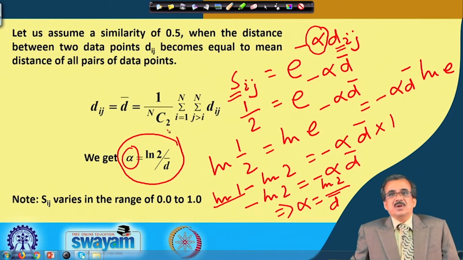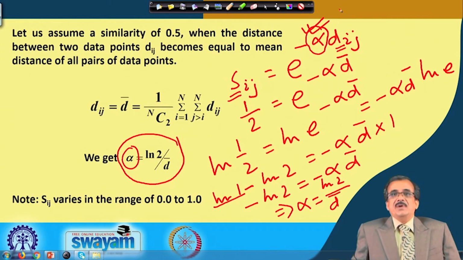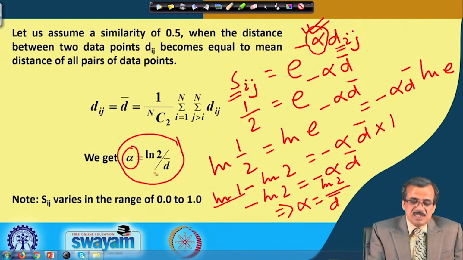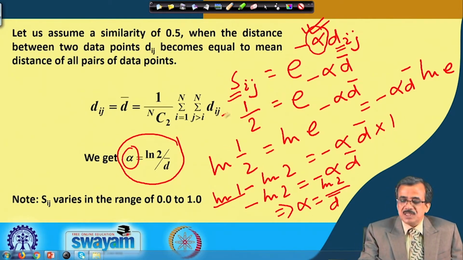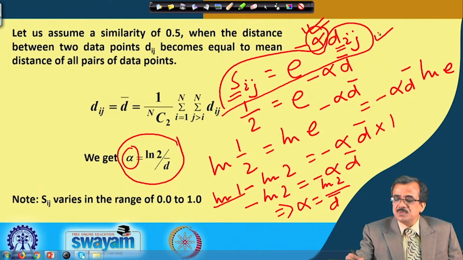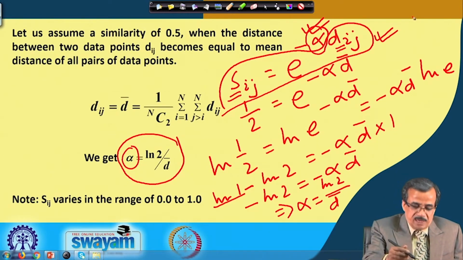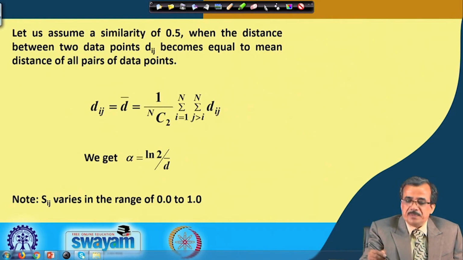This is the expression which I have written. So, I can find the numerical value for this particular alpha, and once I have got the numerical value for alpha, very easily I can find the relationship between the similarity and the Euclidean distance values using this expression. So, this is the way we will have to calculate the similarity.